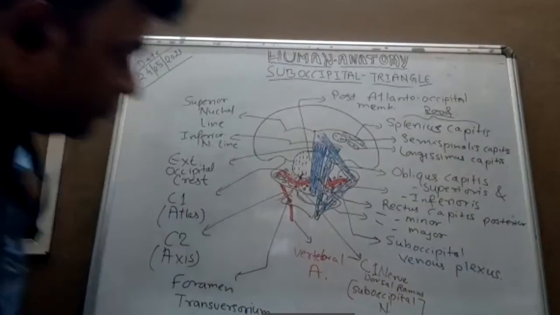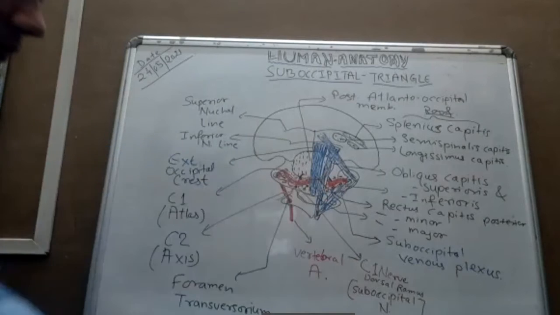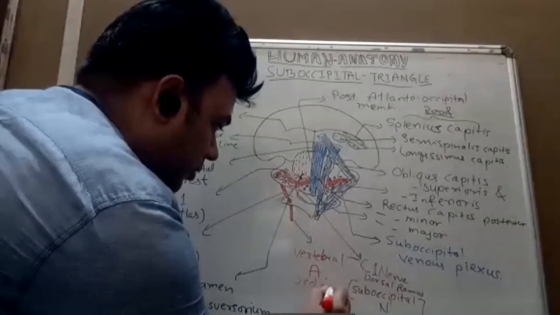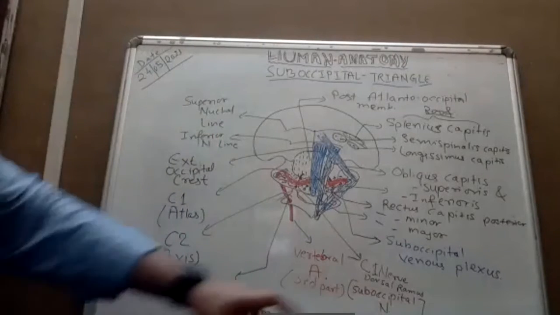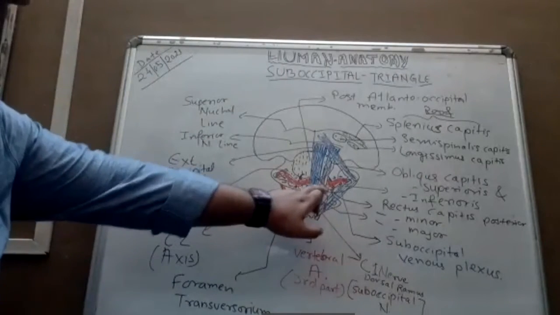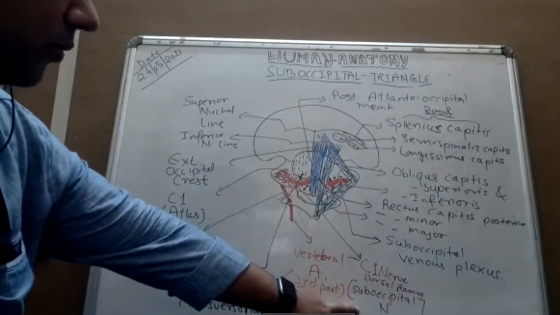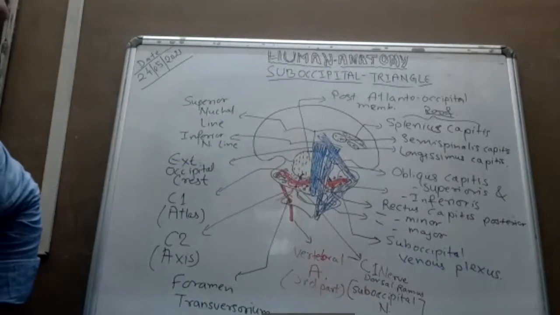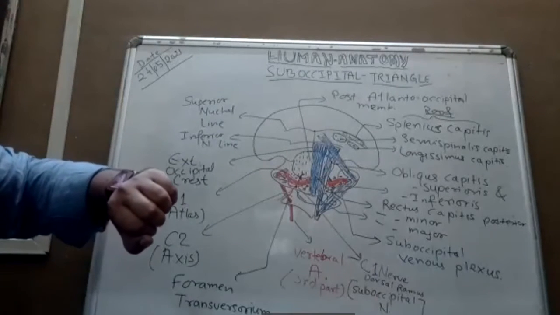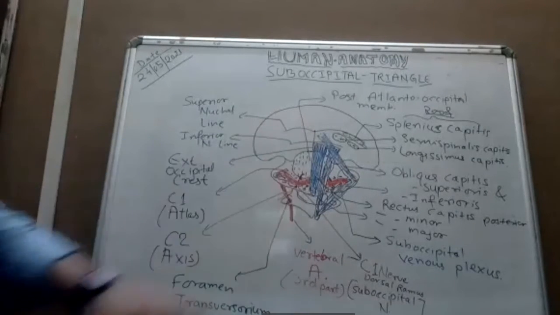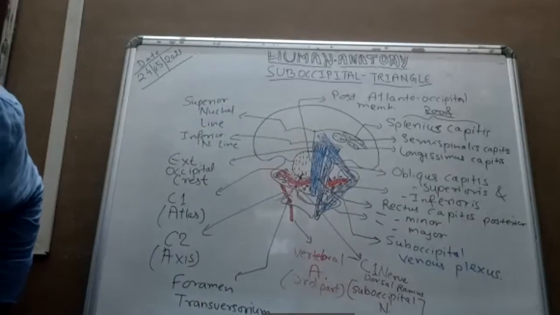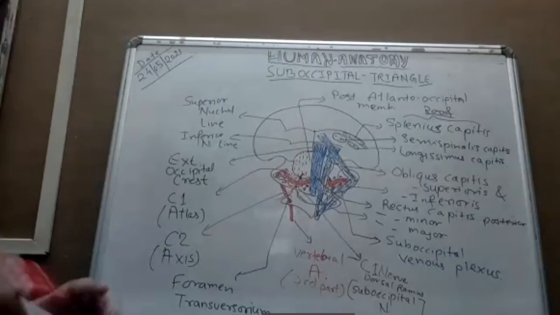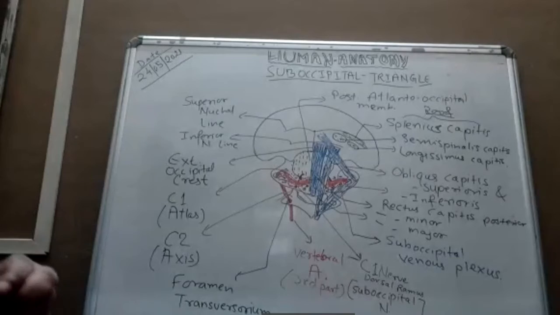Okay, so what are the contents? The third part of the vertebral artery. The third part. The dorsal ramus, that is suboccipital nerve. Okay. And suboccipital venous plexus around the vertebral artery. Okay, guys. So I hope I could do justice with the diagram of the suboccipital triangle. Fine. Any doubt here? So we'll repeat again all the structures forming the suboccipital triangle.